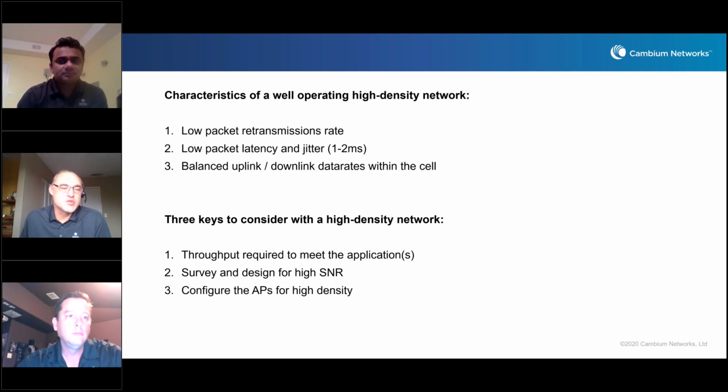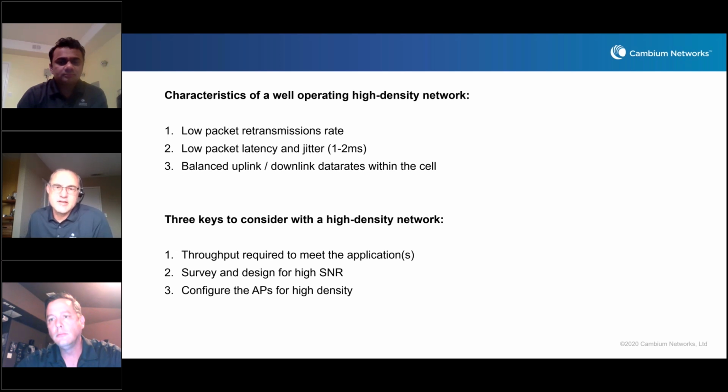So a retransmission is when a packet has failed, when it did not get to the intended destination, and the packet has to be buffered and then retransmitted. And that's usually because there was an interference, there was a failure to receive that packet or acknowledge receipt of that packet. And so you get a high packet retransmit rate in poorly operated networks. So that's a characteristic of a well-operated network, is low retries.